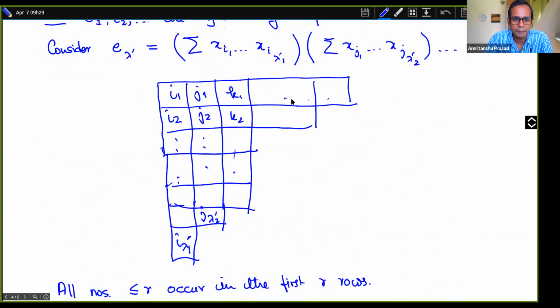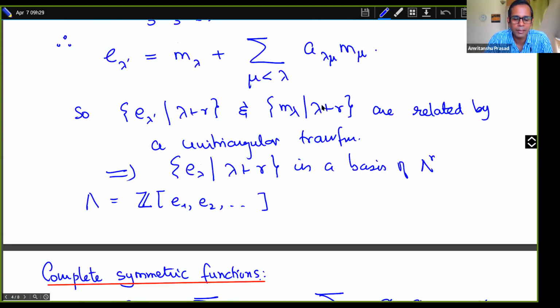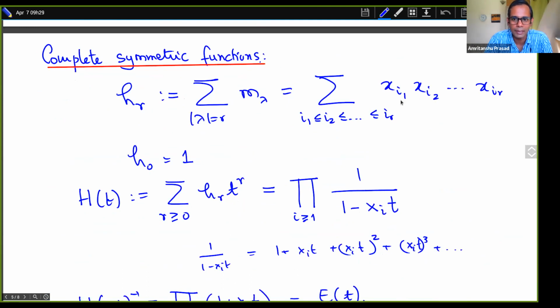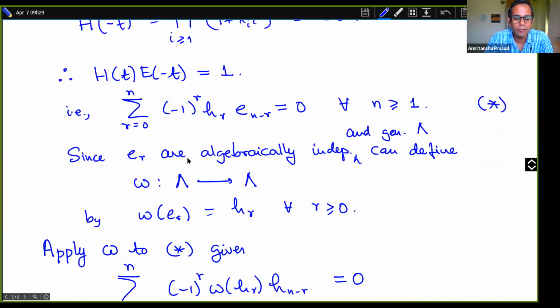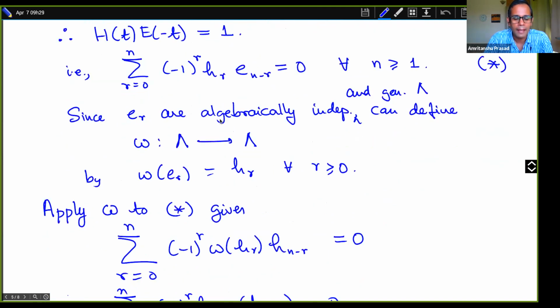And then there's the complete symmetric functions, where now you allow all monomials of degree r. And then there's this nice relationship between the complete and elementary symmetric functions: the summation of h_r e_{n-r} with the sign (-1)^r is 0, for n greater than or equal to 1. Obviously for n equal to 0, you just get h_0 e_0 equal to 1. We will be using that in today's lecture. And then another very important feature of symmetric functions is this involution called omega, which takes e_r to h_r.